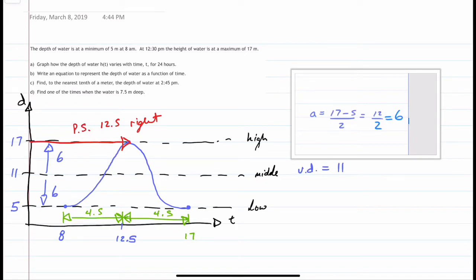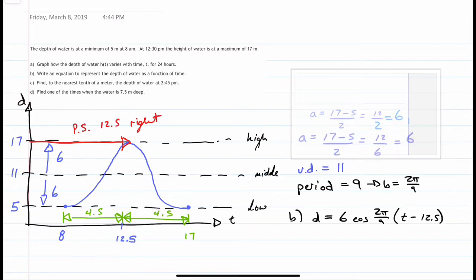Lastly, we just need to find the period. So you can go from 8 to 17 and figure out how far apart it is, but that's basically minimum to minimum, which is easy to see on this graph, and that's an easy way to figure out one cycle. So the period in this case is 9, so the b value is 2 pi over 9. And now we can write the equation for the function. So d for depth equals the amplitude 6 cos 2 pi over 9 (t minus 12.5) plus 11.